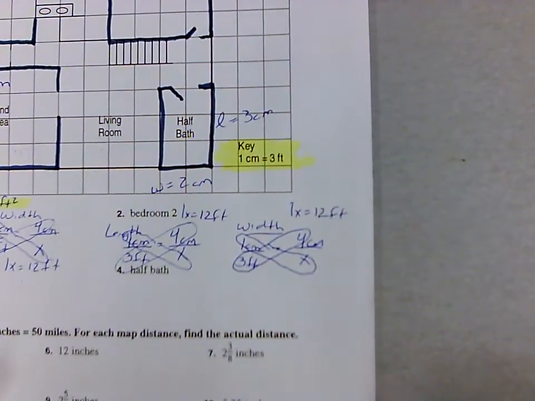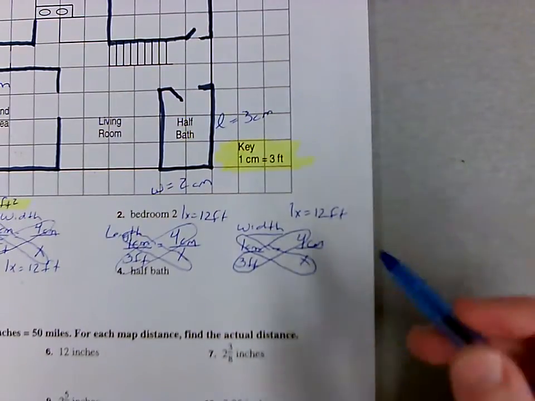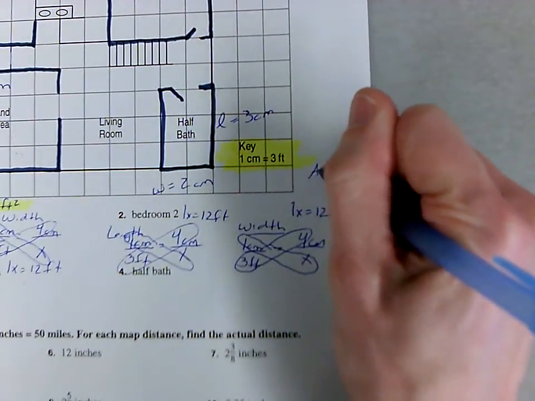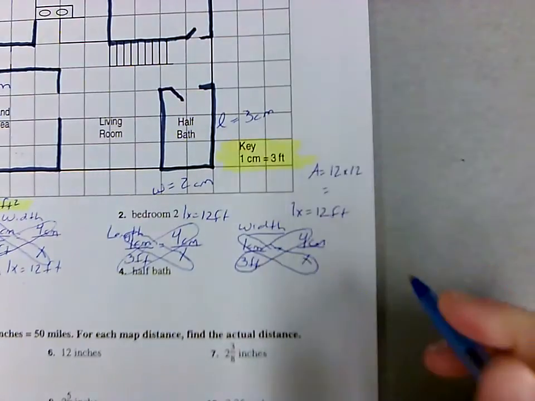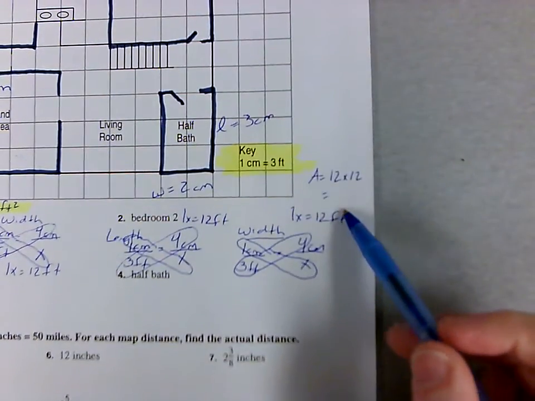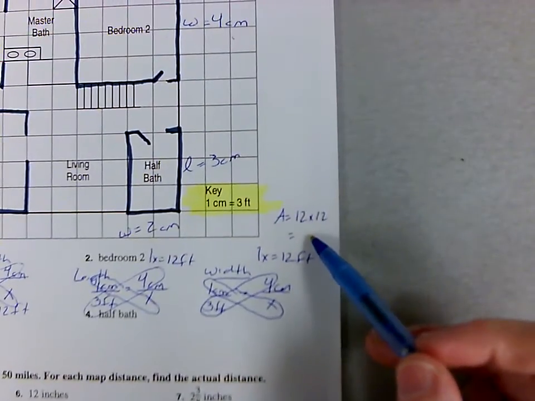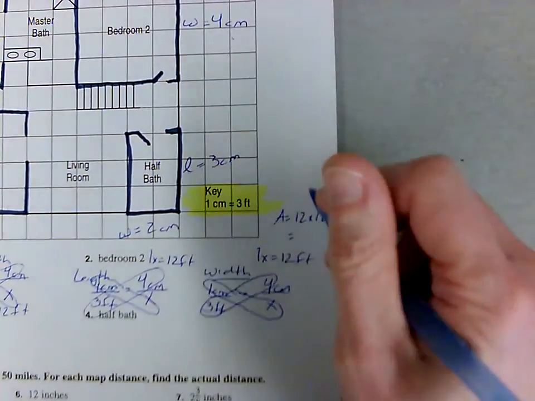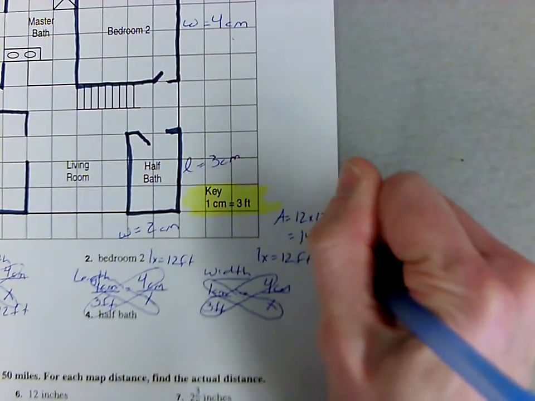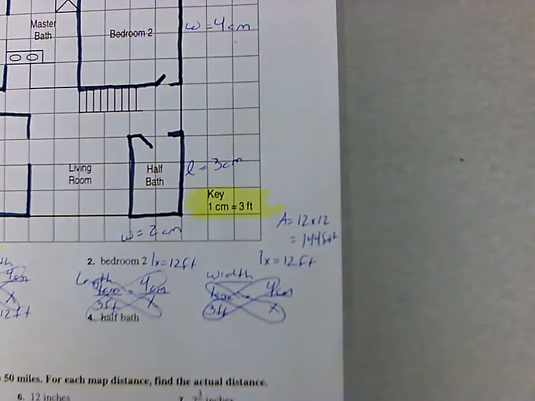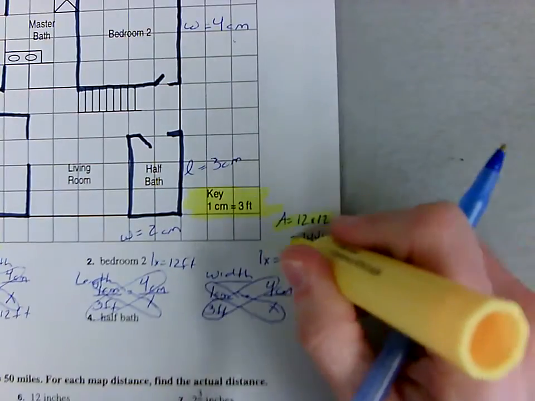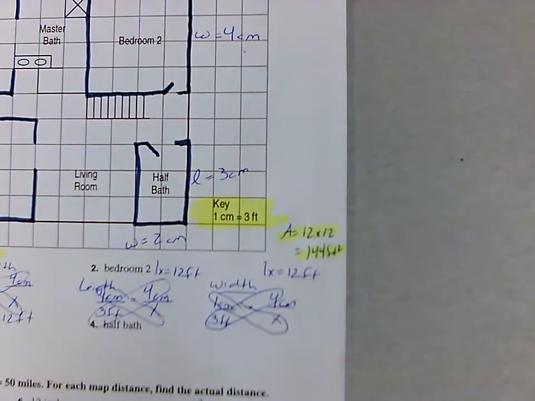And then let's find your area. So multiply it. So if we do area equals 12 times 12, length times width, square footage in that bedroom number 2, 144 feet squared. Okay, final answer on that.